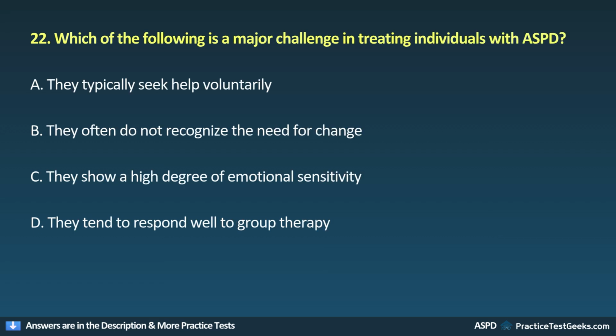22. Which of the following is a major challenge in treating individuals with ASPD? A. They typically seek help voluntarily. B. They often do not recognize the need for change. C. They show a high degree of emotional sensitivity. D. They tend to respond well to group therapy.